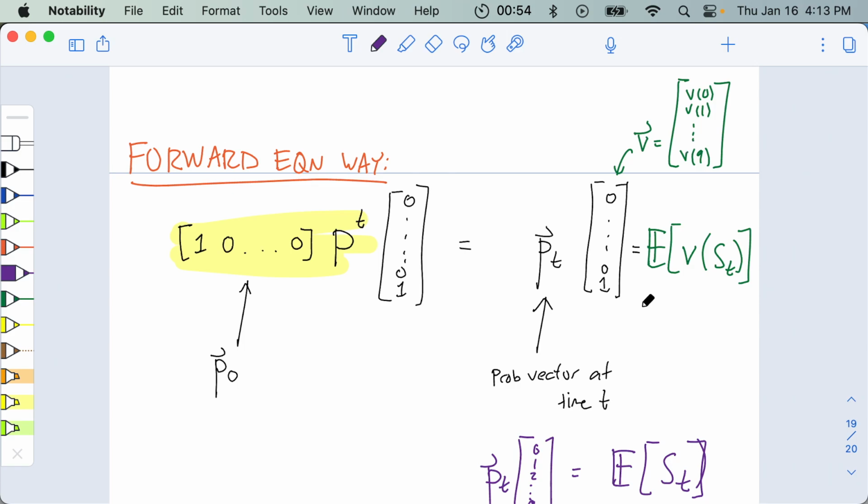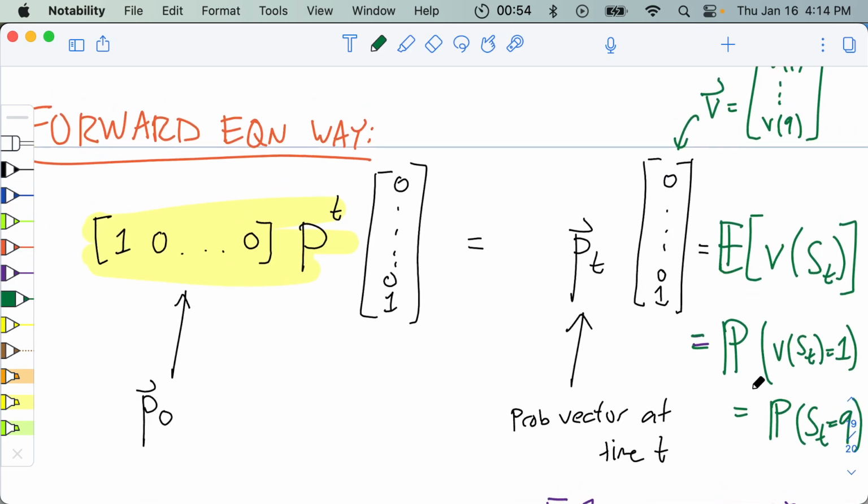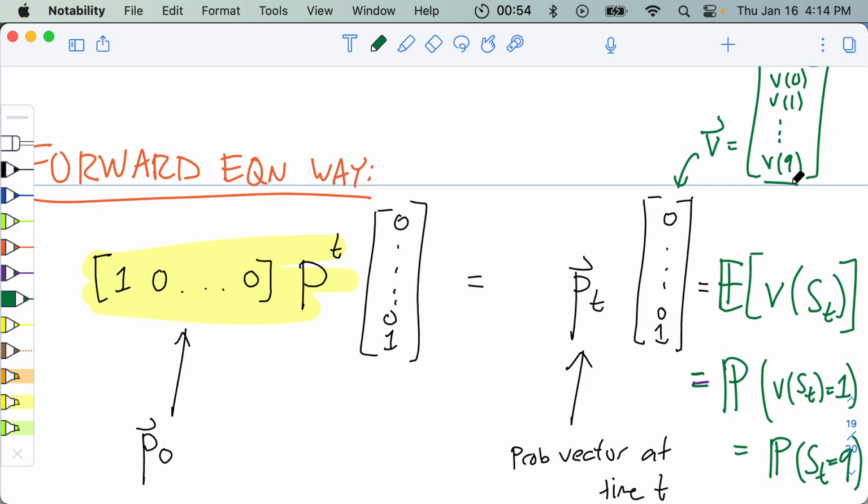So this is equal to what? What is the expected value of something that is sometimes 0 and sometimes 1? Well, it's the probability that it's equal to 1. So it's the probability that v of s_t equals 1, which is also known as the probability that s_t equals 9, because that's the vector we're talking about. It's only got a non-zero thing in the last component. So that's the way to interpret this thing.